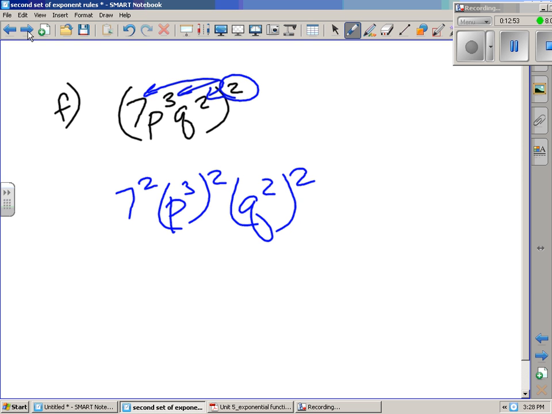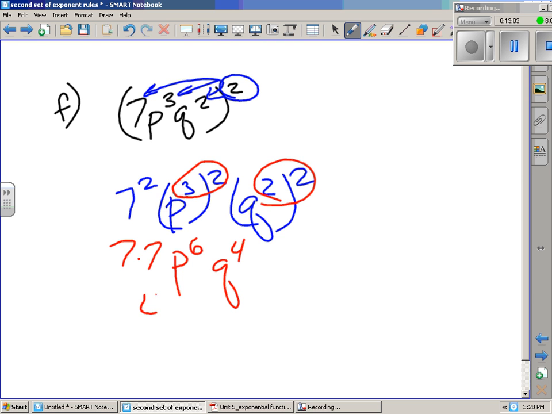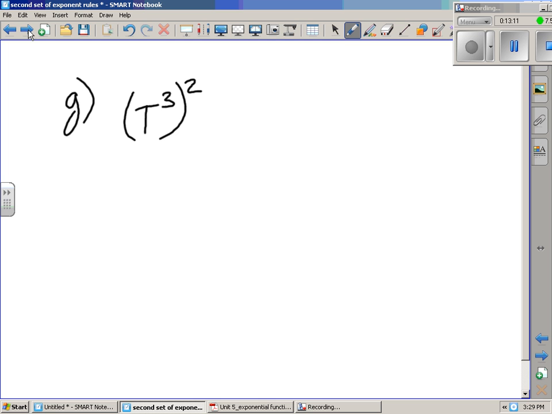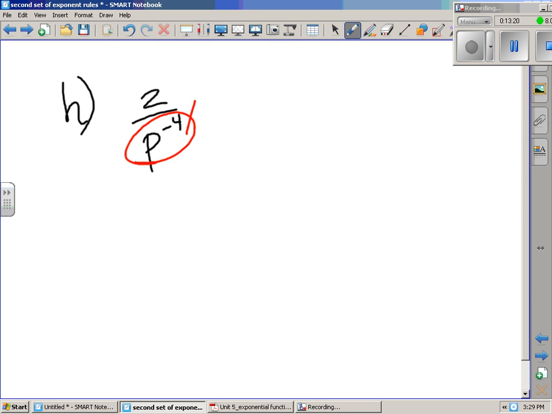Now we get to use another rule. Power to a power you multiply. Power to a power you multiply. And then the 7 squared is really 7 times 7, which is 49. So we get 49, p to the 6th power, q to the 4th power. All right, letter G. Power to a power you multiply.